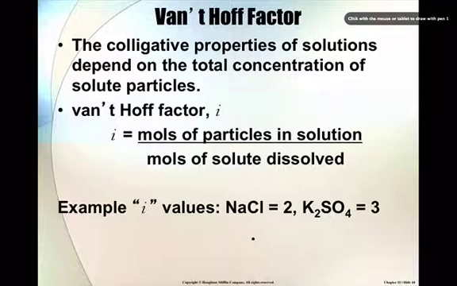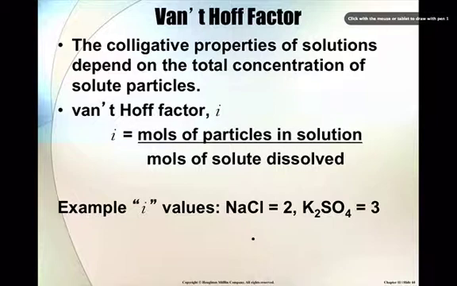So the Van't Hoff factor is i, and it's the moles of particles in solution divided by the moles of solute dissolved. So really what it's asking is, if I put in 1 mole of NaCl, how many moles of particles will I get? That would be 2, because it'd be 2 moles of particles in the solution per mole of solute dissolved. So all of these are going to be whole numbers for the expected values.